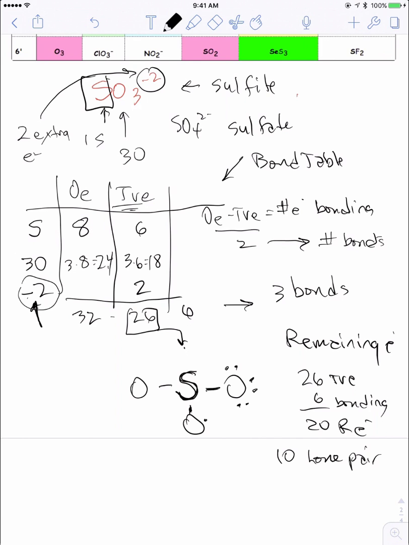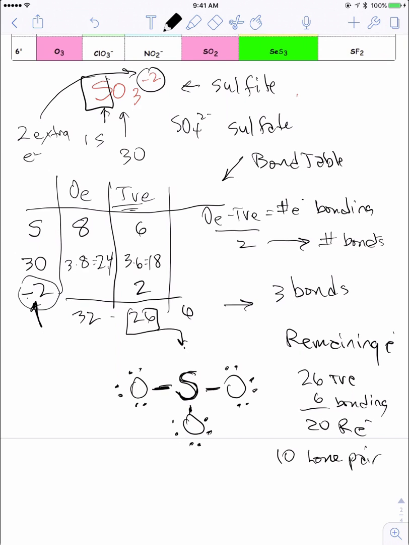Likewise, this oxygen has 2. It needs 6 more. Always complete the outer elements first and complete its octet, or complete its valency, and then you work with the central element if you have extra.